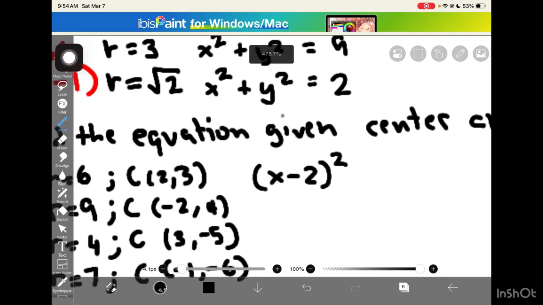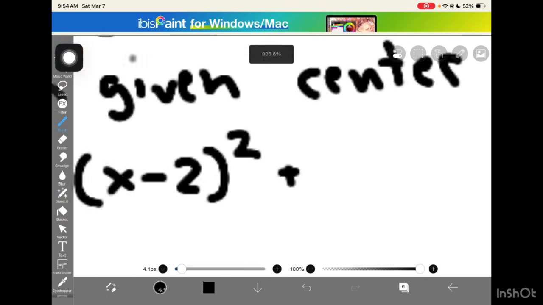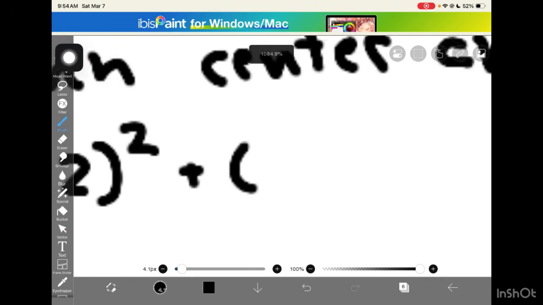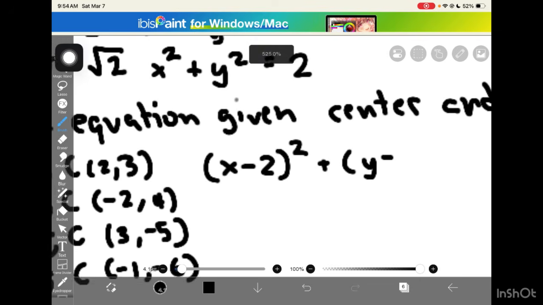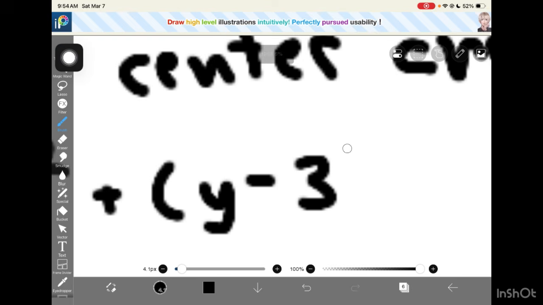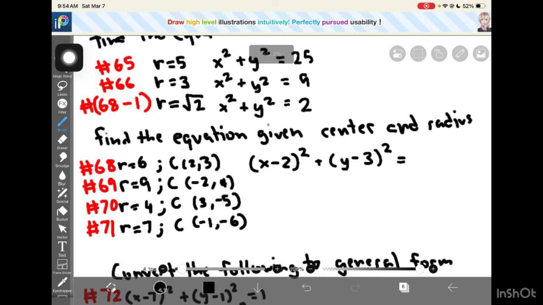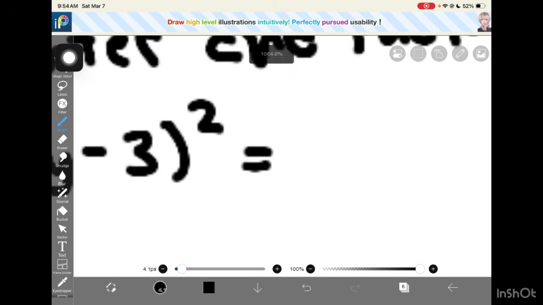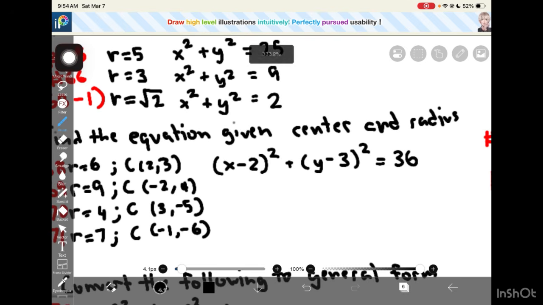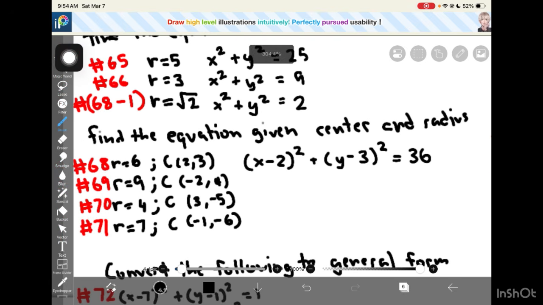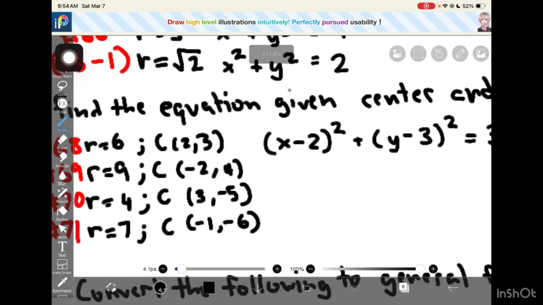And then we got plus y squared over there. So y minus 3, because it's the inverse, squared. And then do the same thing we did a while ago, just square the 36. So that's 36, right? There we go. And then you can just repeat that. Once again, let's try again, okay?